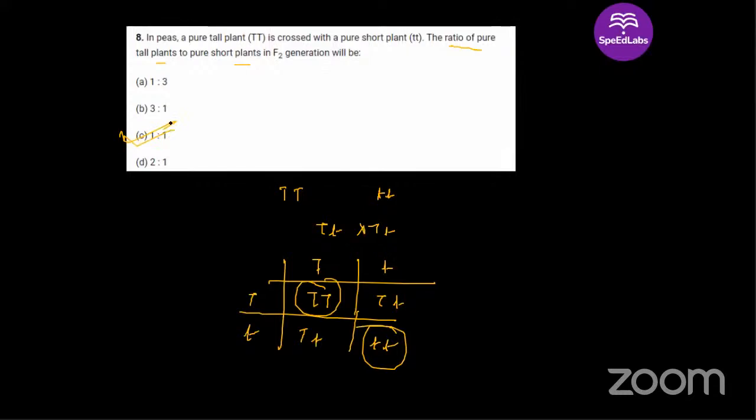Initially, you guys answered 3:1. I don't know why. You must not have read the question carefully. Please read the questions carefully. The question was asking about pure tall plants to pure short plants. This is not a pure tall plant. This is heterozygous. This is pure tall and this is pure short plant.